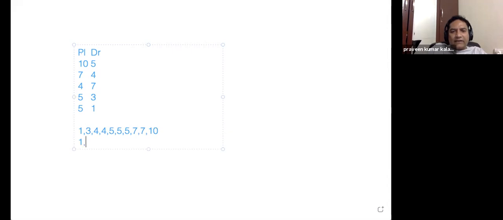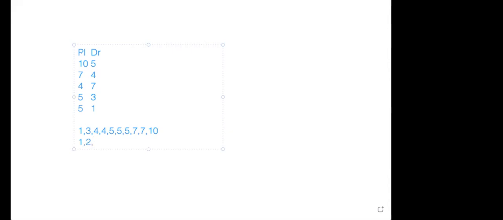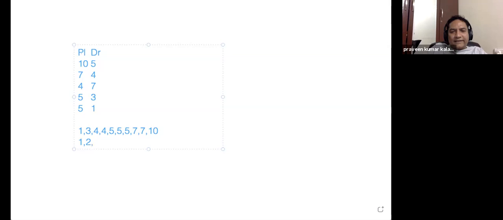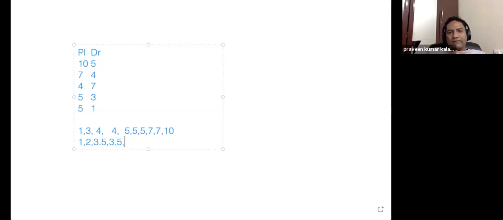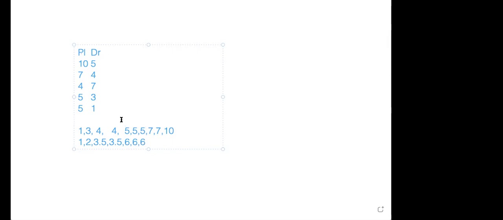Now the equivalent ranks. This is rank 1, this is 2, and this is actually third and fourth, so 3.5 each. Then the next is 3.5, 3.5. Then for the 5s, they occupy ranks 5, 6 and 7, so 6 each. Then 7s occupy 8 and 9, so 8.5.